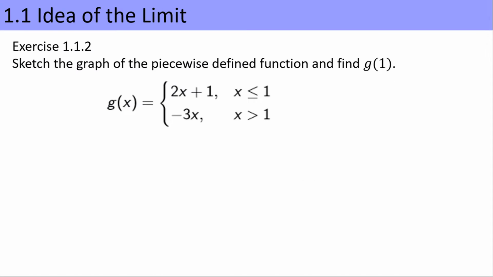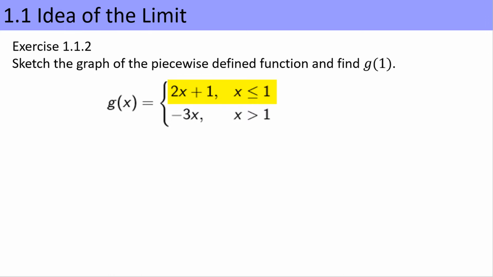Exercise 1.1.2. Sketch the graph of the piecewise defined function and find g of 1. g of x is equal to 2x plus 1 for x equal to or less than 1, and negative 3x for x strictly greater than 1. This piecewise function has two pieces. In order to graph the entire piecewise defined function, let's graph the first piece first. That is, let's graph, and we'll call it g sub 1 of x, 2x plus 1.